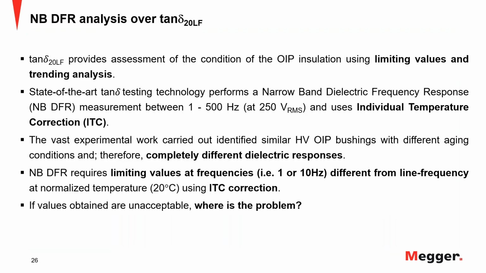So basically, this tan delta at 20 degrees C line frequency provides assessment of the condition, right? But you need some limiting values for our trending analysis. The way that we're looking at this, and because of narrowband dielectric frequency response, measuring in this range between 1 and 500 hertz. By the way, when we run the test between 1 and 500 hertz, the voltage with the power factor test set is 250 volts RMS. And we use what is called the individual temperature correction. We have presented that before.